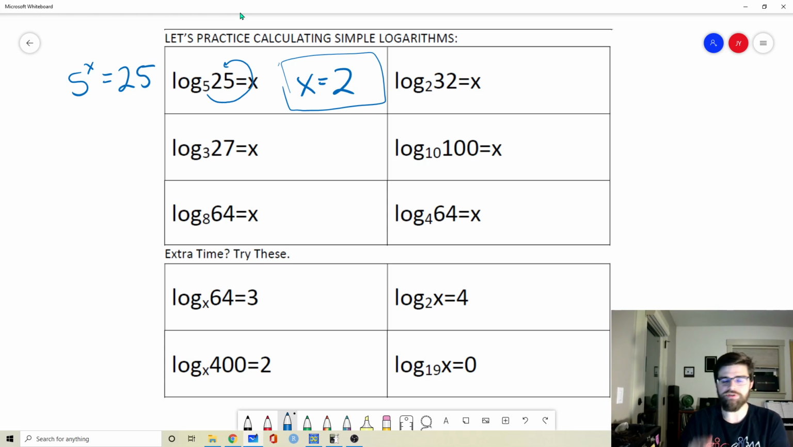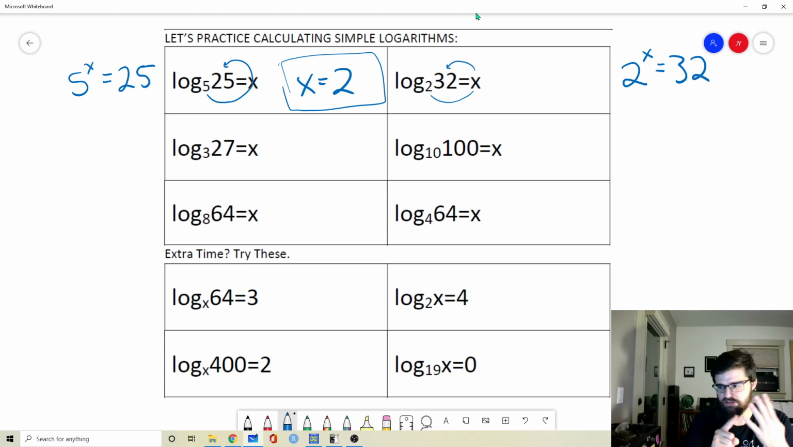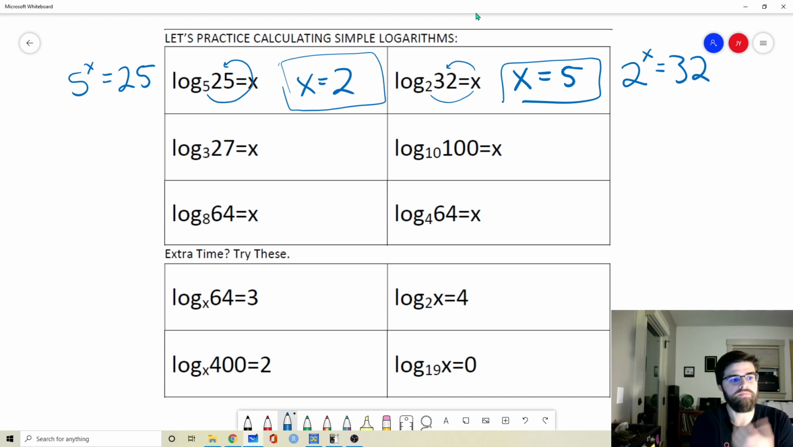So for now, you can use one of these tricks to translate first, but hopefully we want to get to a place where you look at a log and you understand it on a level where you can just come up with the answer. All right, here we got 2 to some power is equal to 32. So again, I'm going to think about it like this because I know exponents better. 2 to some power is going to give me 32. Okay, 2, 4, 8, 16, 32. So if I multiply 2 times itself 5 times, then I get 32.